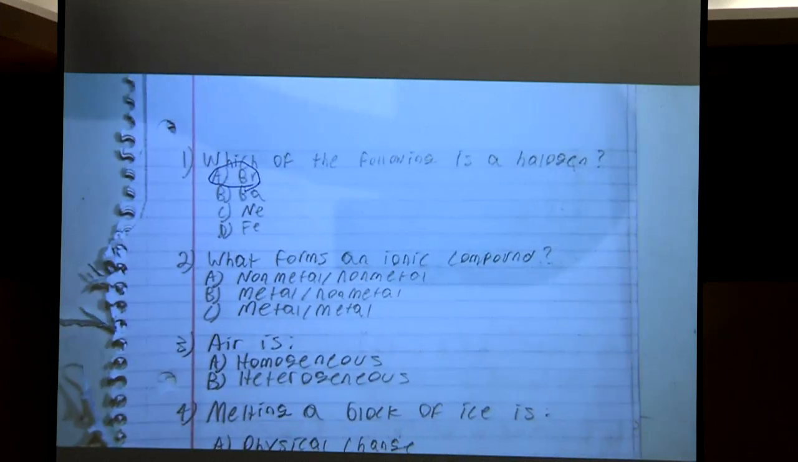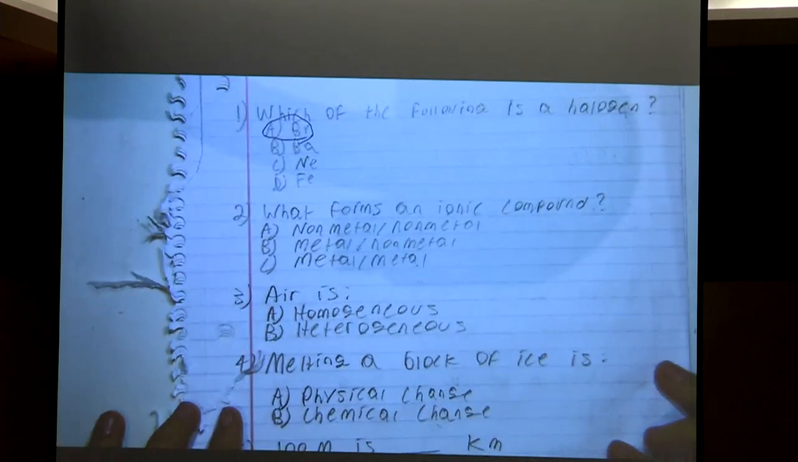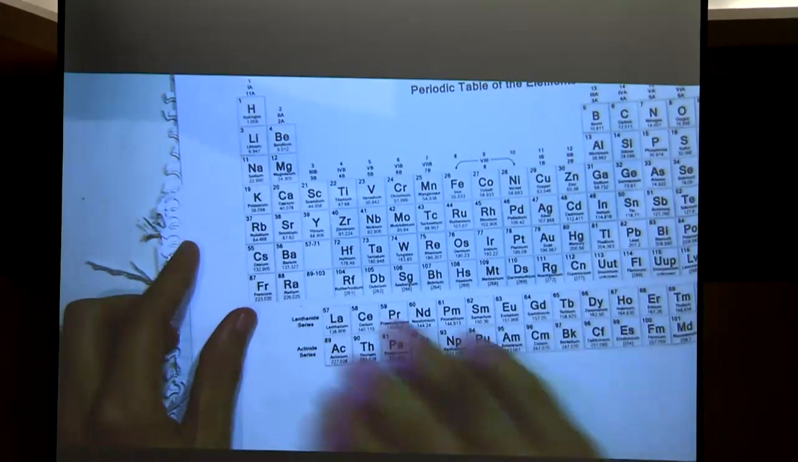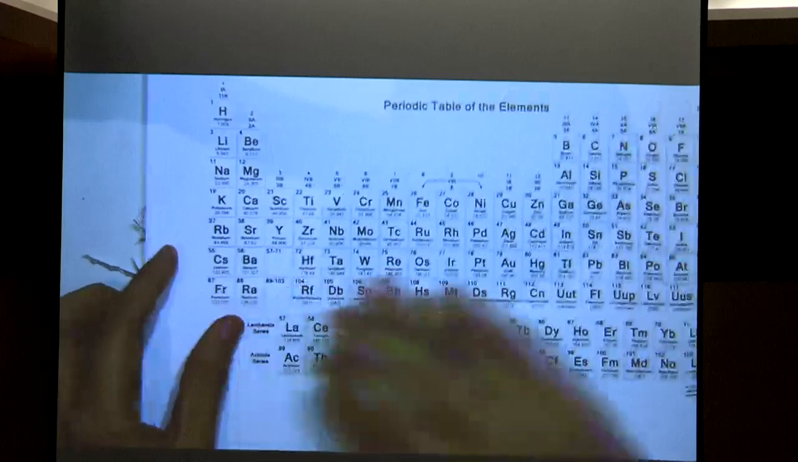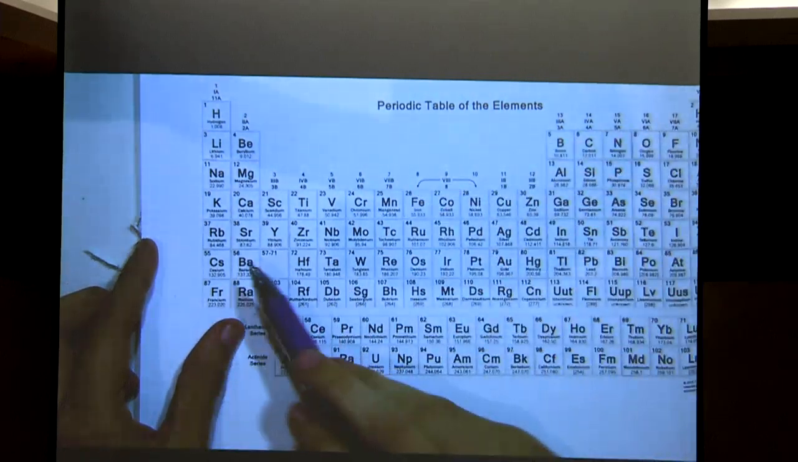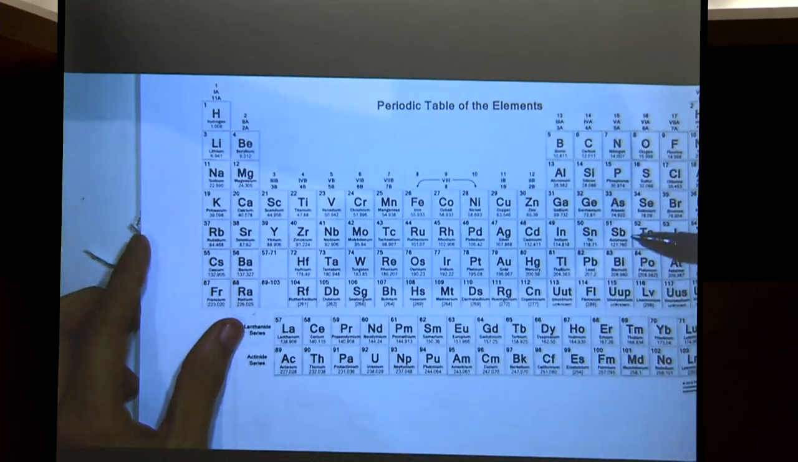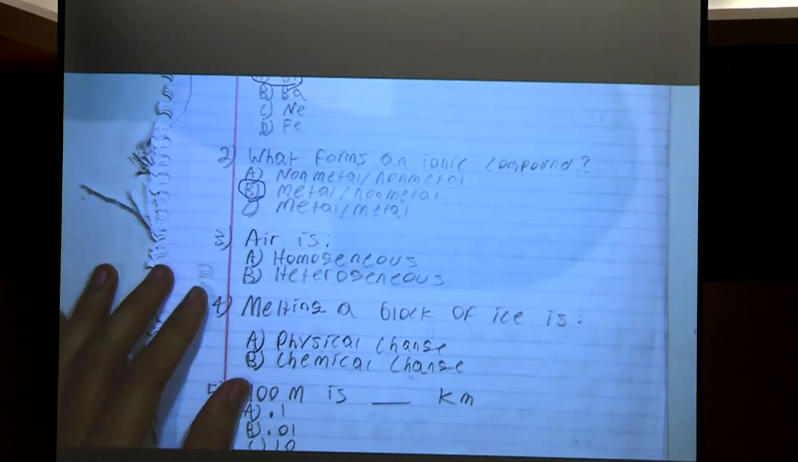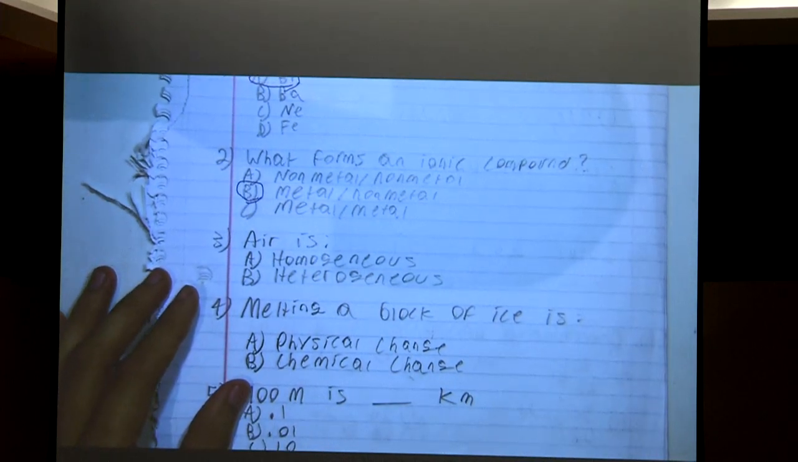Okay. So what forms an ionic compound? This is between a metal and a non-metal. That's an ionic compound. So remember, again, on the periodic table, your metals are on your left side, and your non-metals are on the right side. So if you have an element on the left side and an element on the right side, that's an ionic compound.